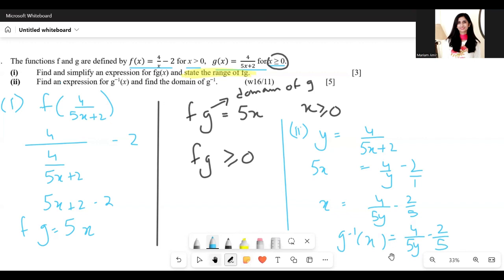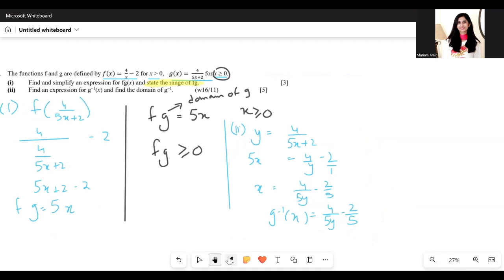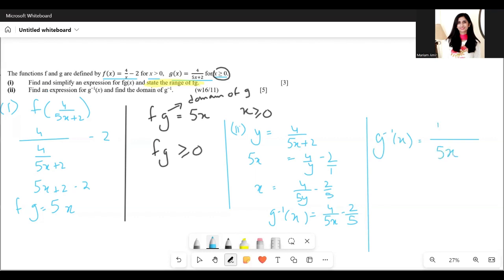And I forgot to write y in terms of x. So it's going to be x here, not y. And you may also take LCM and write g inverse of x as 5x is the LCM, so 4 minus 2x. Both of these are correct. This is also acceptable and this is also acceptable.